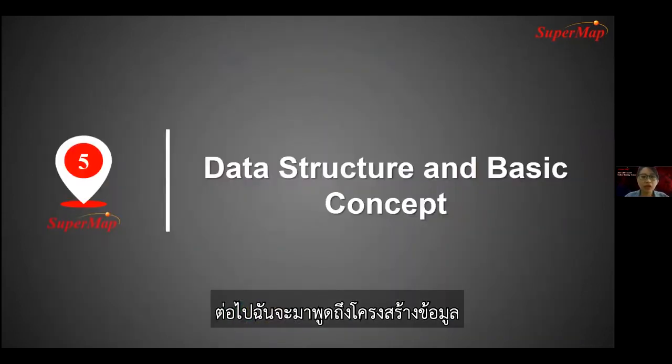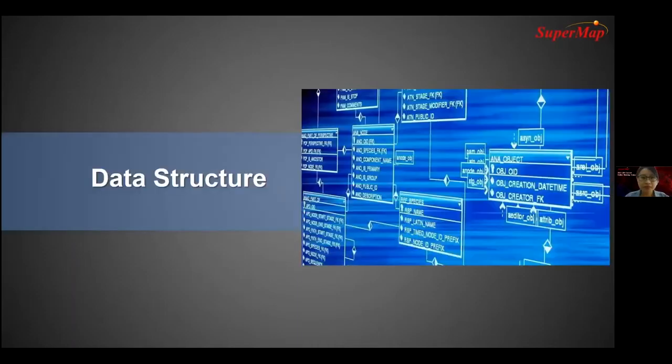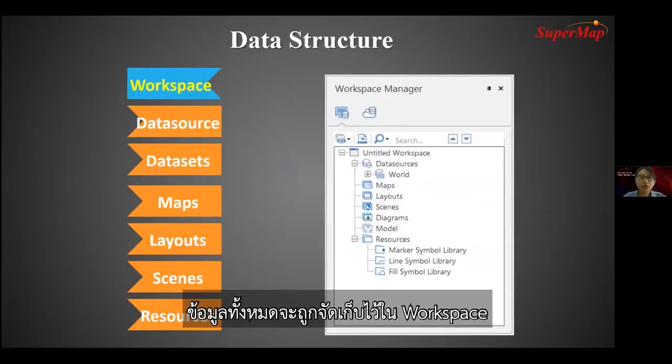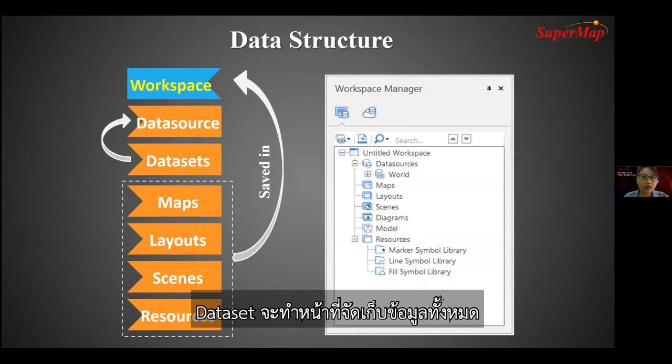And then I'd like to talk about the data structure in SuperMap. You may first need to know how SuperMap organizes the data. So in SuperMap, all data are organized in a workspace, including, as here shows, the datasets, which manage all kinds of data, and the datasets are managed by data sources.